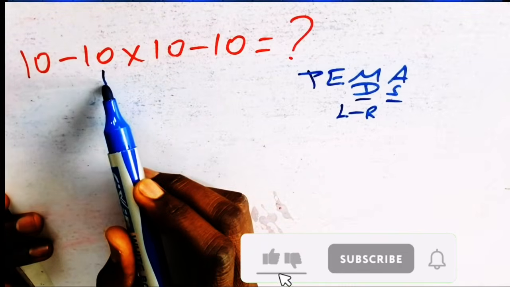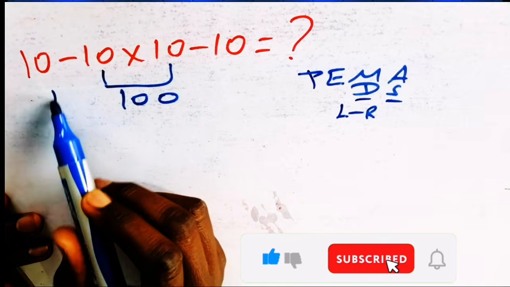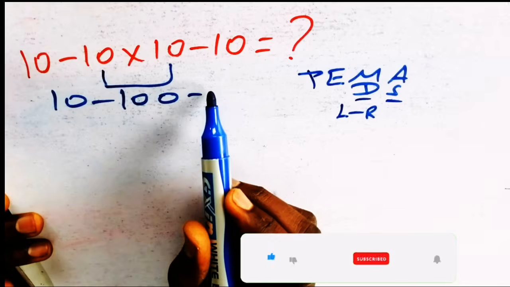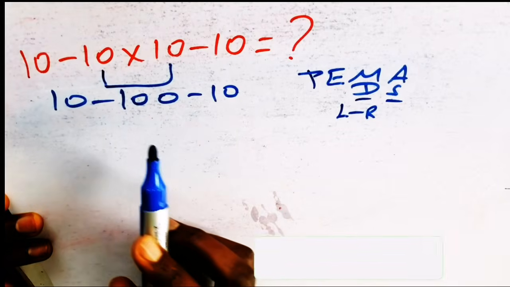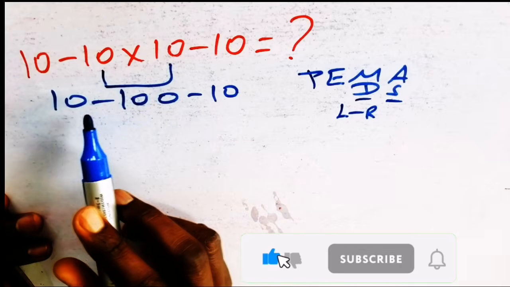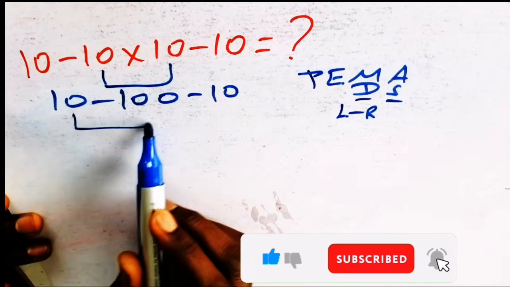Therefore, first we have to do this multiplication, 10 times 10, which equals 100, okay? Then here, 10 minus 100 minus 10. If there are two subtractions in an expression, we have to work from left to right, okay?